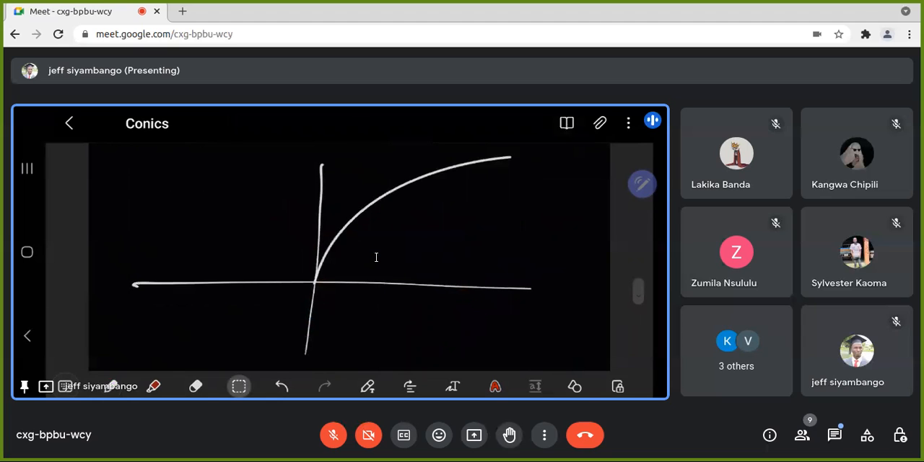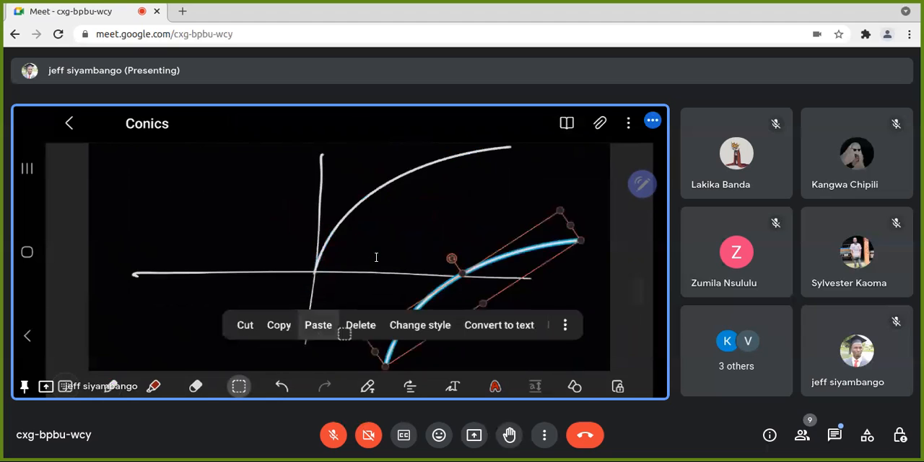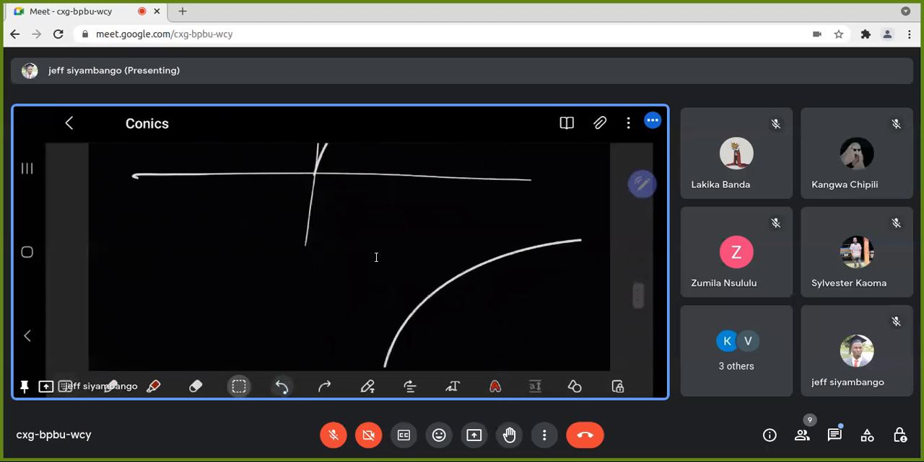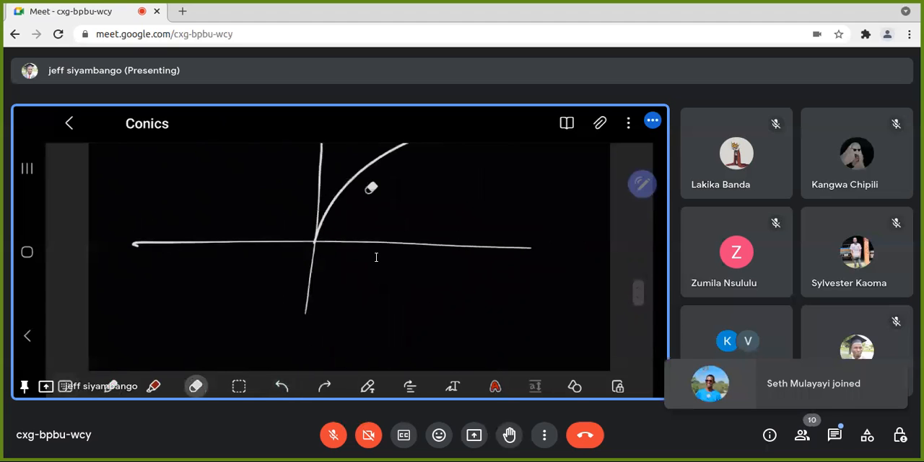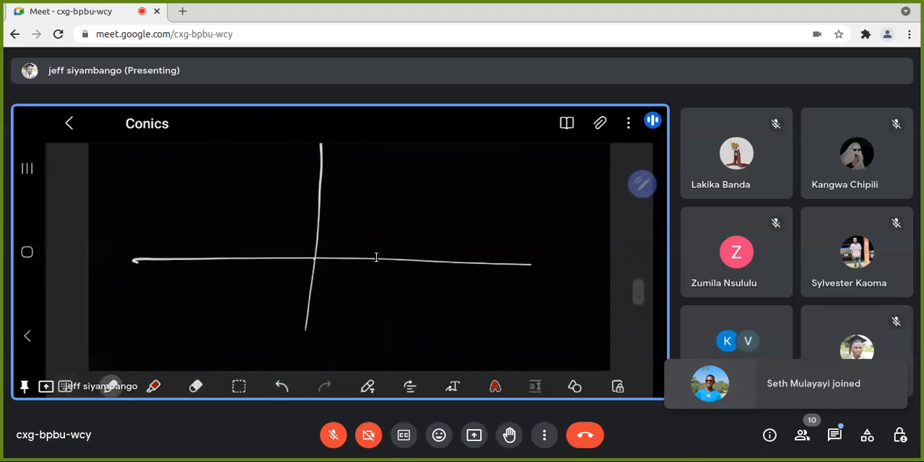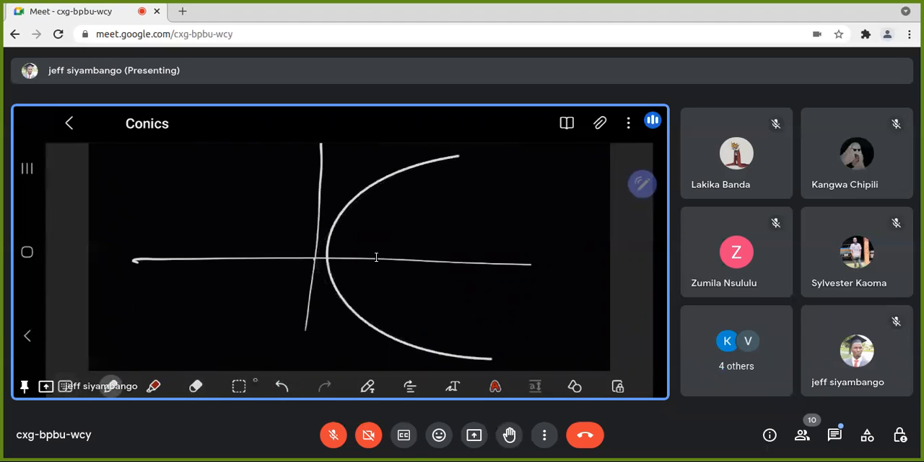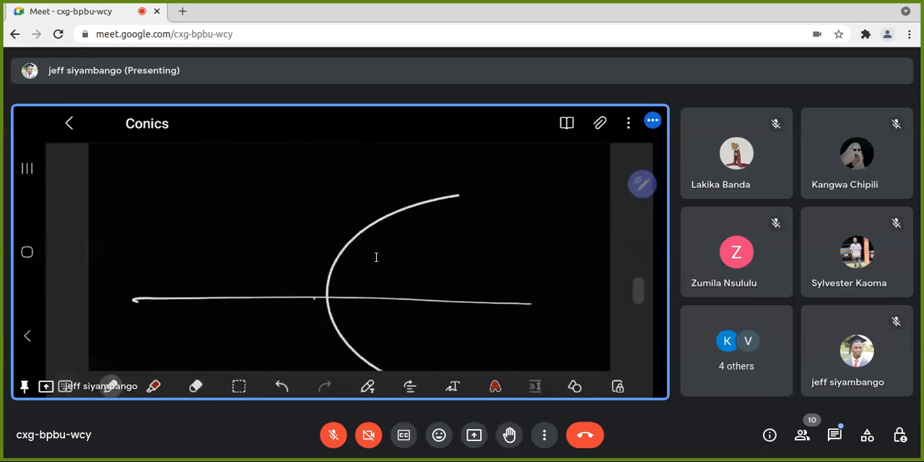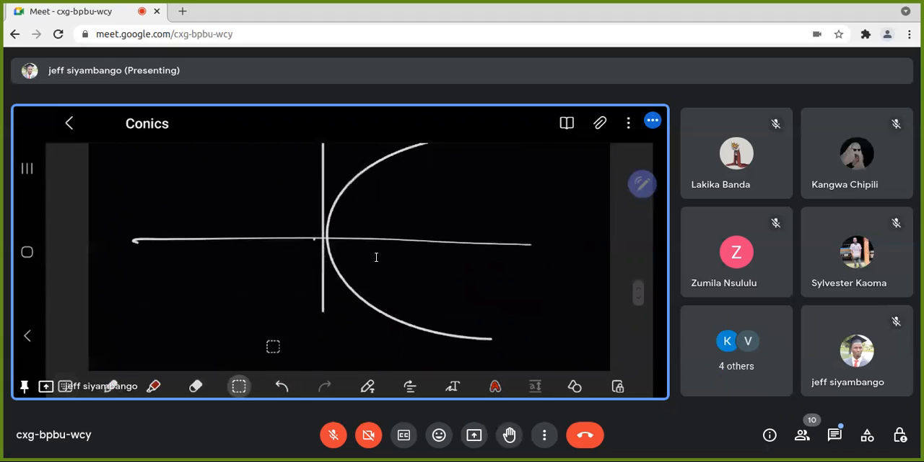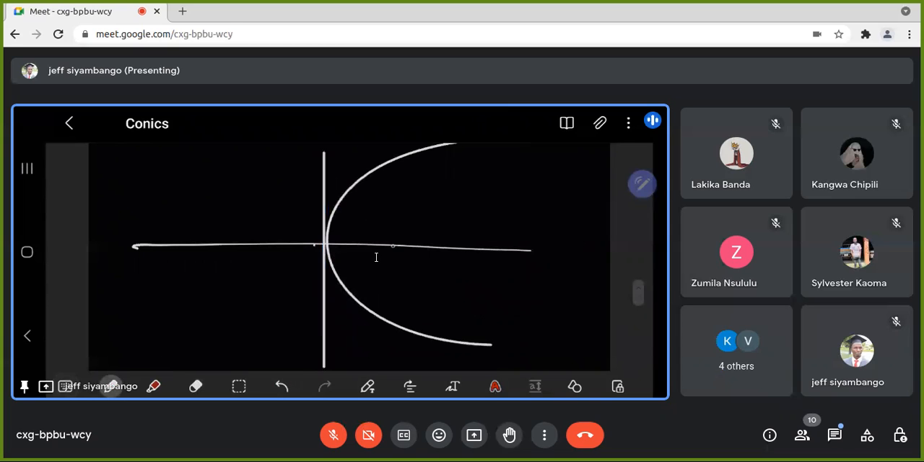So it now implies that we have the same thing, but now it wraps around completely. Something like that. Now, if it is centered at the origin again, we're going to have something like this. Now, in this case, the focus is going to be somewhere here, and the directrix will have to be somewhere on this side.